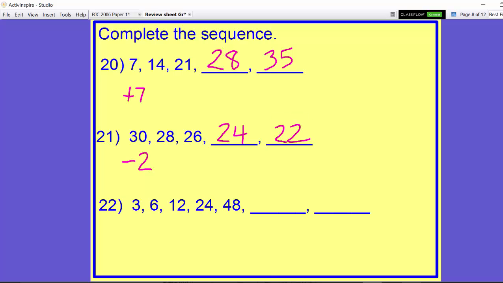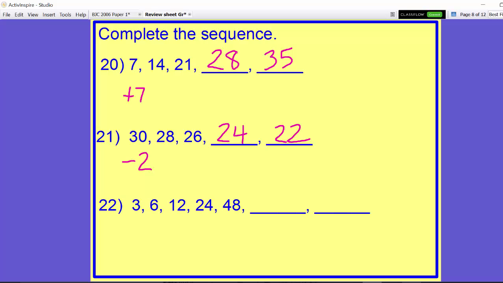Number 22, we have 3, 6, 12, 24, 48. Now, if you look, the numbers are increasing. So let's see how much they're increasing by. 3 plus 3 is 6. But 6 plus 3 is 9. So you're not adding. So we're going to go to the next operation that would increase the numbers, which is multiplication. How to get 3 to become 6?